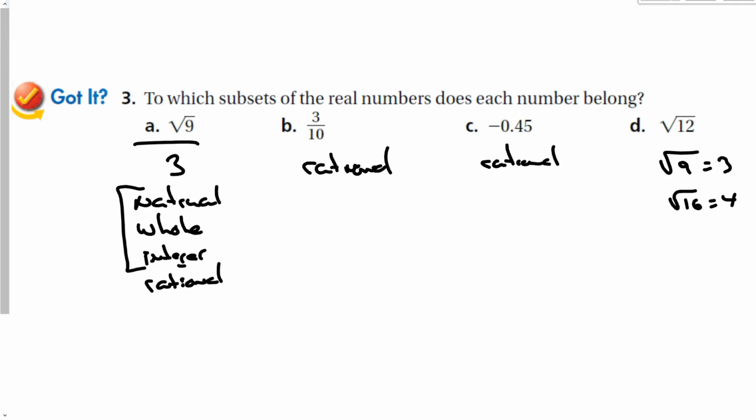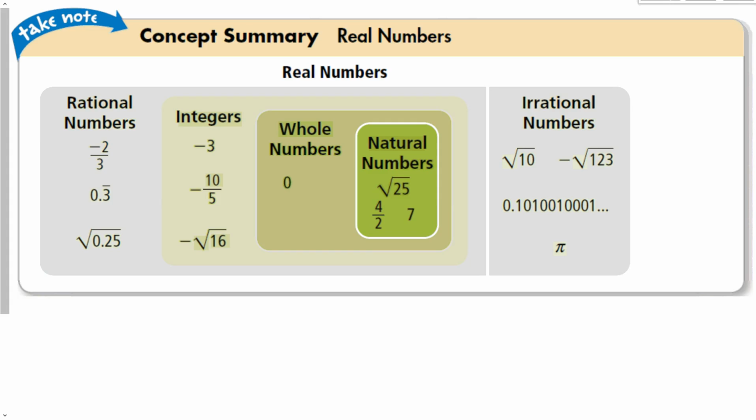Now, here's a nice diagram to show you how each set falls into each other. All 3 of these right there are natural numbers because they are 5, 7, and 2. No fractions, no decimals. That is a whole number because 0 is the only whole number that is not natural. But all the numbers in here are also part of the set of whole numbers. And all the whole numbers here and all the natural numbers are also integers.